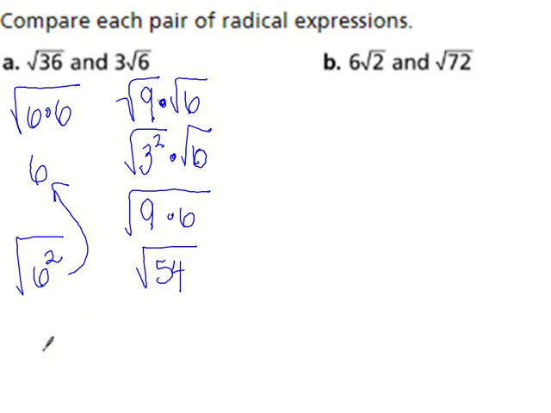And so how do we compare them? Well, the square root of 36 is not equal to 3 square roots of 6. It's just seeing if they're equivalent, if they can be simplified to the same thing. And so that's just how we're going to compare them. If they're equivalent, great. If they're not equivalent, that's fine too.